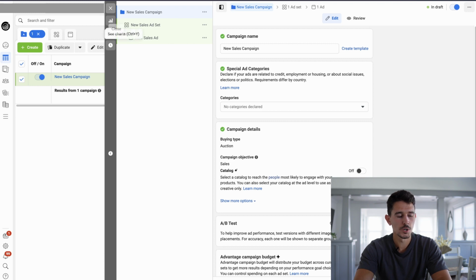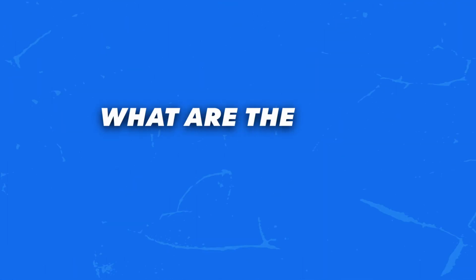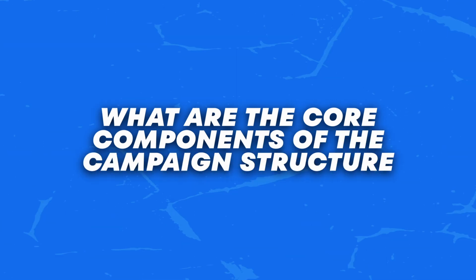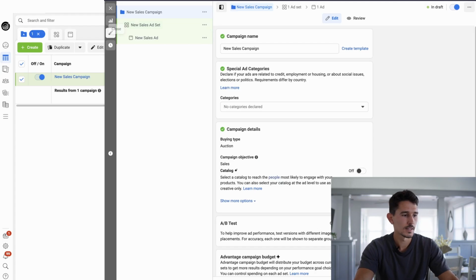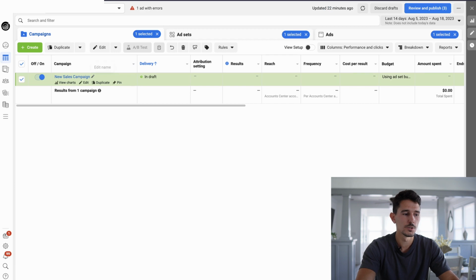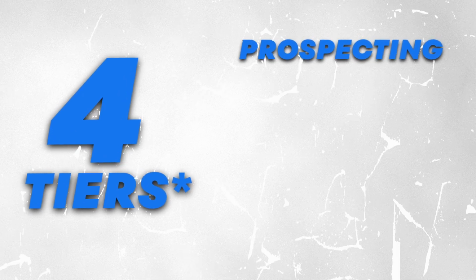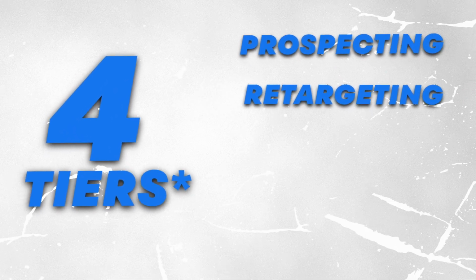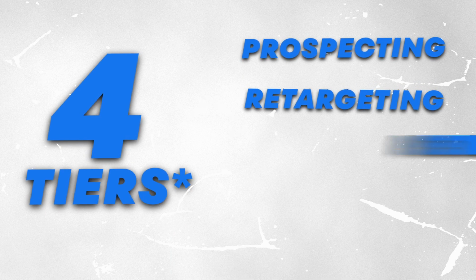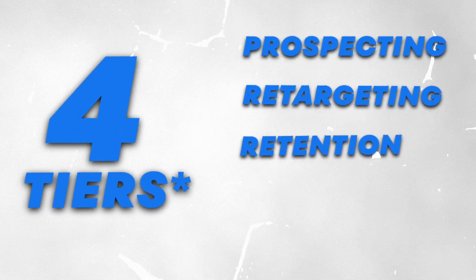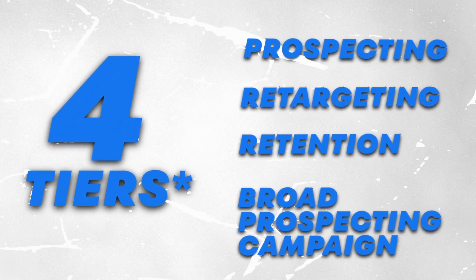And then once we're here, we're gonna totally ignore the ad set and the ad level. Things are gonna get a little bit more complex at the end of this video, but right now we just wanna focus on what are the core components of the campaign structure. So at the first campaign, what we're gonna do is basically set up 3 tiers of campaigns. The first is going to be prospecting. The second is going to be retargeting, and I will explain all of these. The third is going to be retention. And the fourth is going to be a broad prospecting campaign.